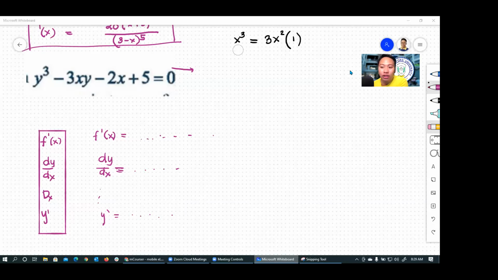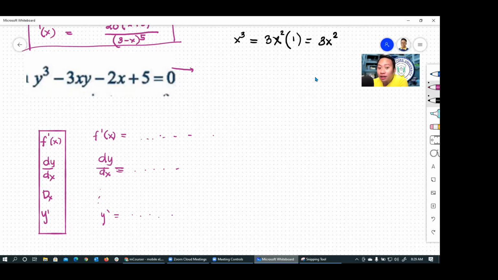Did you get why 3x squared is the answer? Right? Okay. So, thank you so much, Eliza. If we were to take the derivative of y cubed, guys, you might be thinking, okay, sir, the derivative of y cubed is just 3y squared, the same thing with x cubed. Not actually, guys.